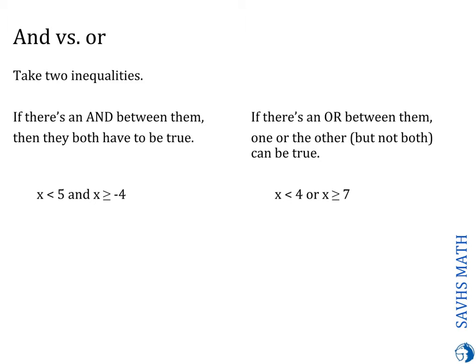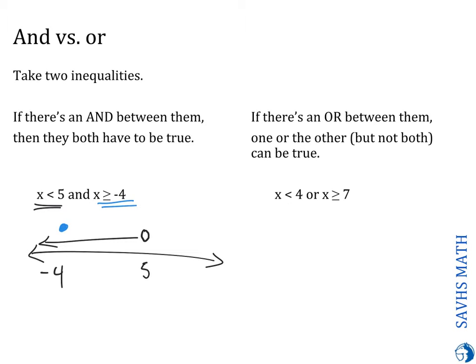I'm just going to do a little sketching here so that we can talk about what these look like. Here is where x is 5. So here's where 5 is, and -4 is over here somewhere. There's some number line going on here. x is less than 5 looks like that. And then this one is x is greater than or equal to -4, and that goes all the way over here.